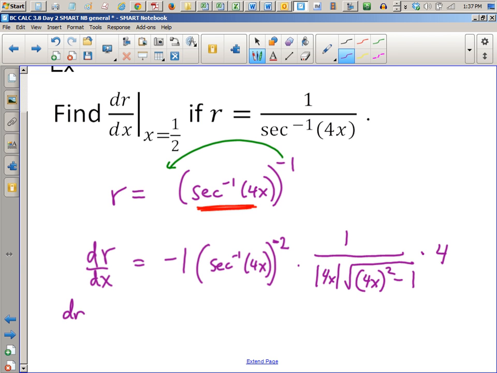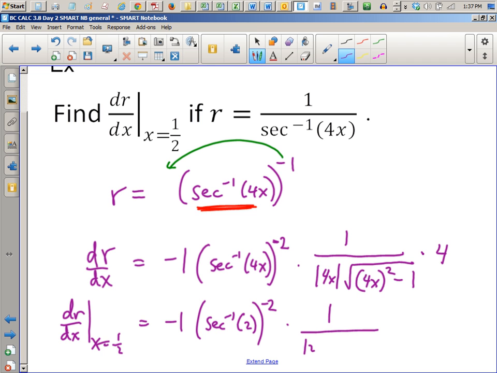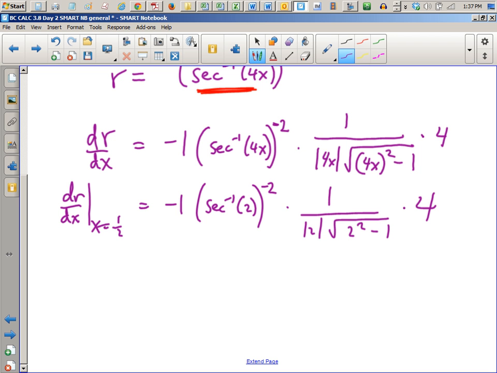So dr dx at a half is negative 1 times sec inverse of 2 to the minus 2 times 1 over absolute value of 2 times the square root of 2 squared minus 1 times 4. I did nothing on that step except plug in a half, so all of my 4x's became 2's basically. Taking it slow, I don't want to mess this up.